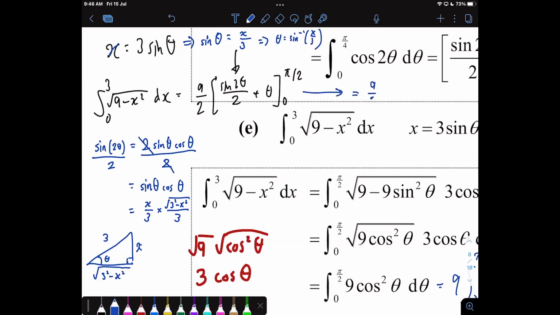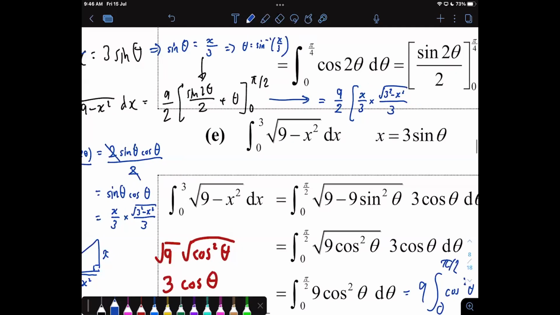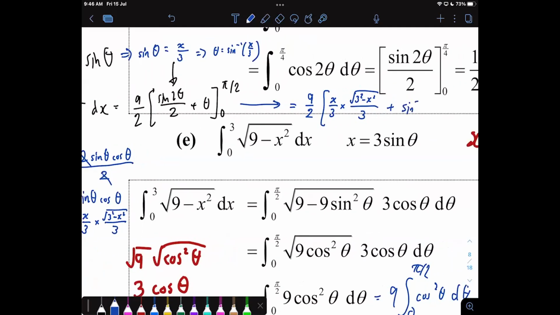So here you could also convert it. This will be equal to 9 over 2 multiplied by sine 2 theta over 2, which would be whatever we just found out, x over 3 multiplied by square root of 3 squared minus x squared, which is 9 minus x squared actually, over 3. Then you add on theta. In this case, it's sine inverse x over 3.